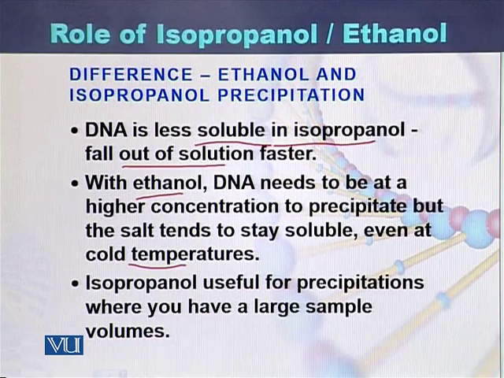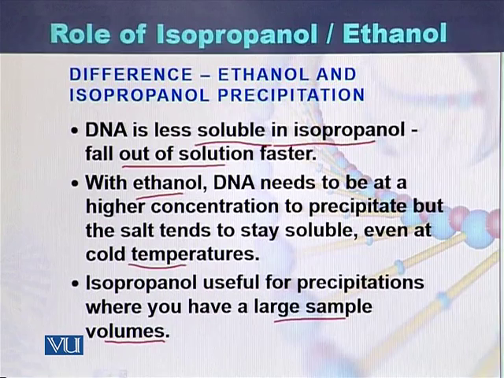Isopropanol is useful for precipitation where you have a large amount of sample. If we are purifying DNA from a large amount of blood samples, then it is preferred to use isopropanol.